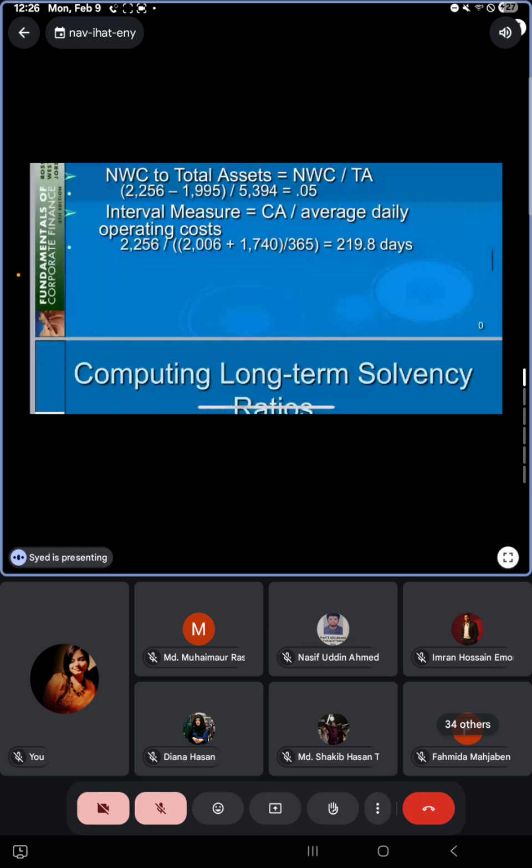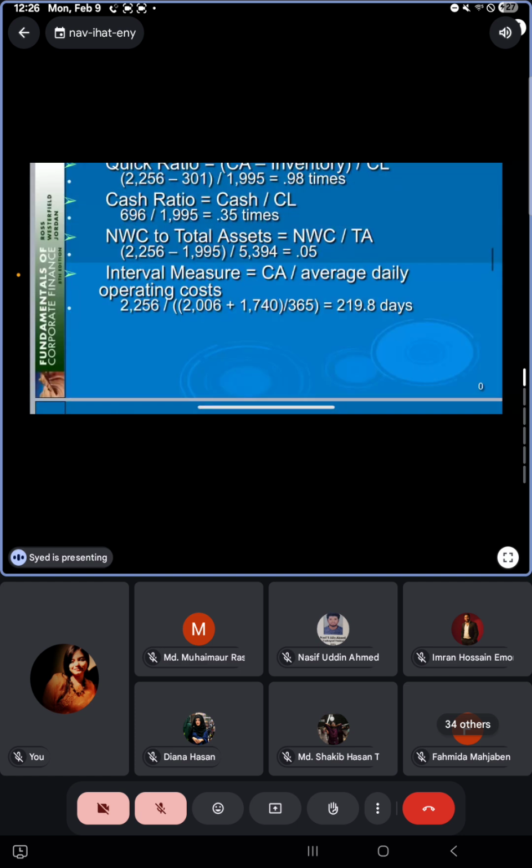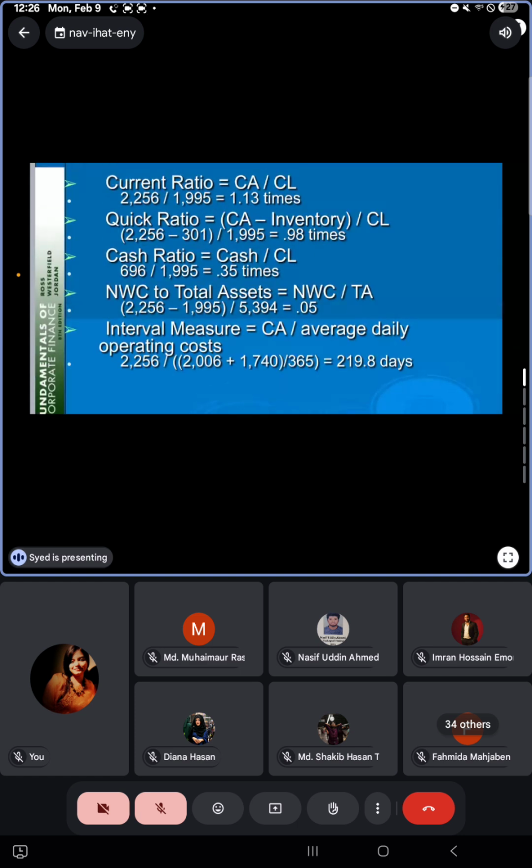So 2006 plus 1740 will give you the operating cost, divided by 365. That will give you the daily operating cost. And lastly, the current asset is divided by the daily operating cost in order to get the interval measure. So the interval measure in this case is 219.8 days.